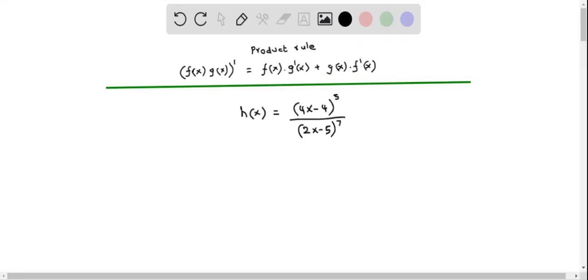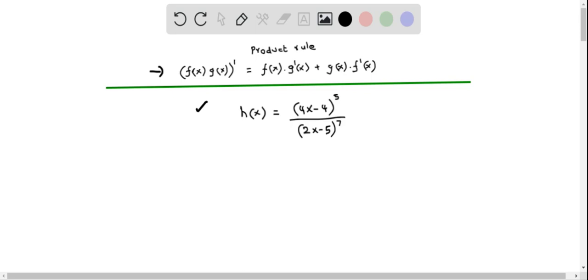We now find the derivative of h of x using the product rule and chain rule. So here is the product rule, which says that the derivative of f of x times g of x equals f of x times the derivative of g of x plus g of x times the derivative of f of x. So we'll be utilizing this product rule and the chain rule to find the derivative of h of x.